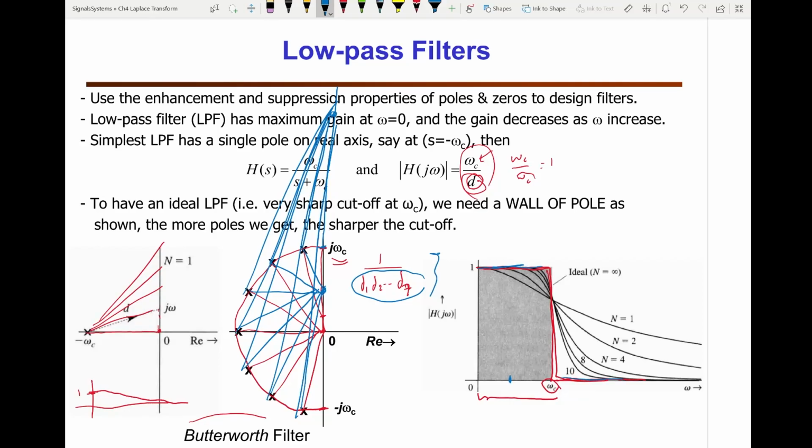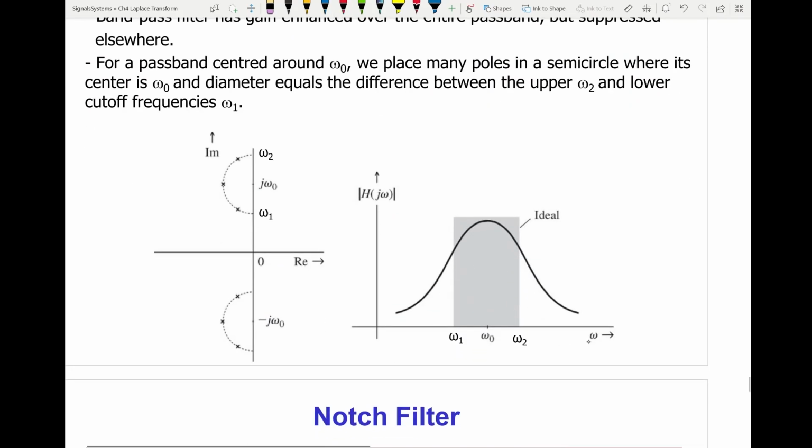Now let's look at the band pass filter. Now, if I need a band pass filter that looks like this, you can think of it as a low pass filter, but instead of centered around 0, now it's centered around omega 0. When it was a low pass filter, we had a semicircle with center around 0, and then we placed all the poles here. Now, if I want a band pass filter centered around omega 0, same analogy, but instead of this semicircle around 0, it will be around omega 0, the central frequency.